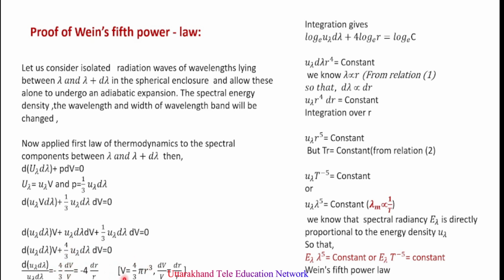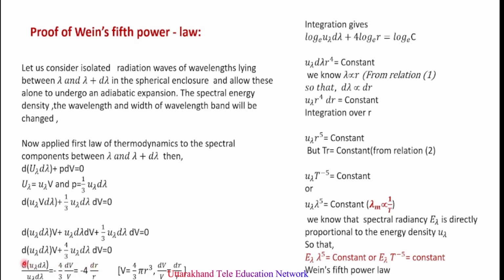Again, the volume is equal to 4 upon 3 pi r cubed, and then dV upon V is equal to 3 dr upon r. So here we can write 4 upon 3 dV upon V is equal to minus 4 dr upon r, also canceling the 1/3. So these are the values.